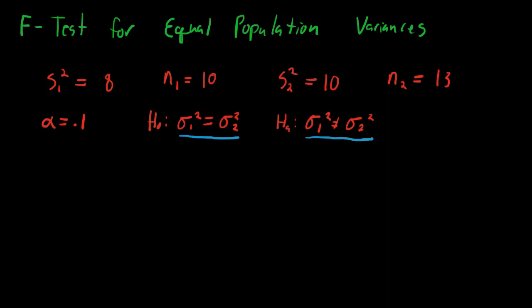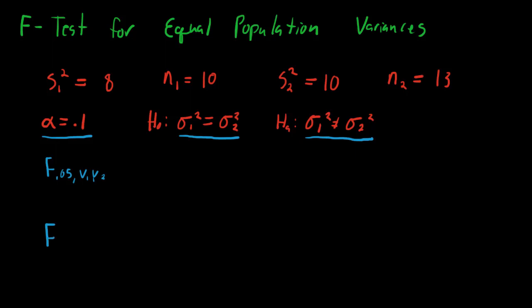And we're going to set alpha equal to 0.1. So that will mean our alpha over 2, or our F of alpha over 2, will be F of 0.1 divided by 2, so 0.05, comma, we have v1, and we have our v2. And we'll figure out what those are in a second. But let's figure out what our F value actually is first.